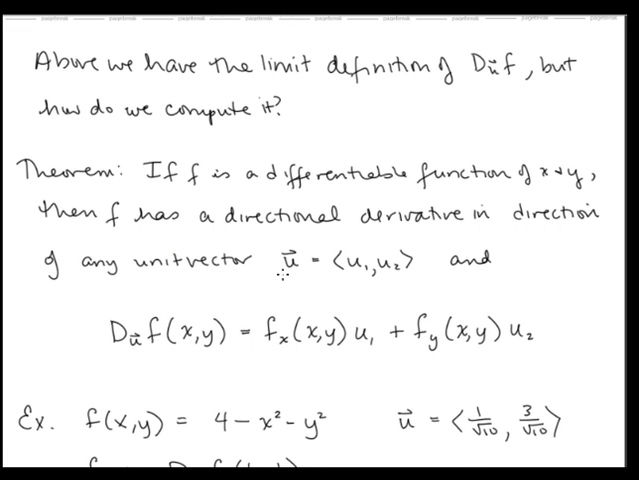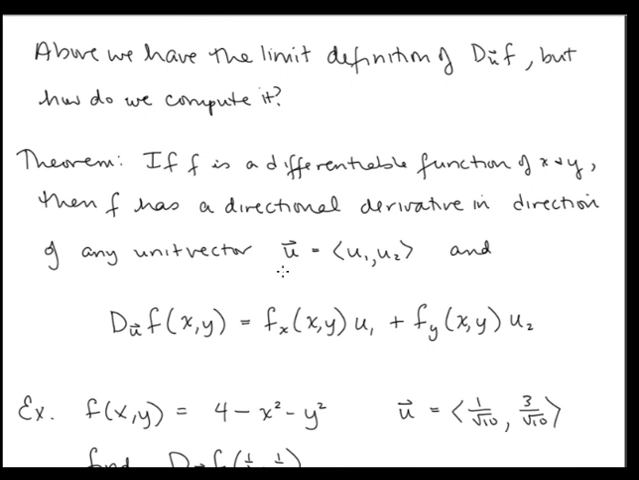So now we've seen the limit definition of the directional derivative, but how do we compute it? Well, we have this theorem: if f is a differentiable function of x and y, then f has a directional derivative in direction of any unit vector u, which is u1, u2, and we compute it this way. Our directional derivative is given by the x partial multiplied by u1 plus the y partial multiplied by u2.